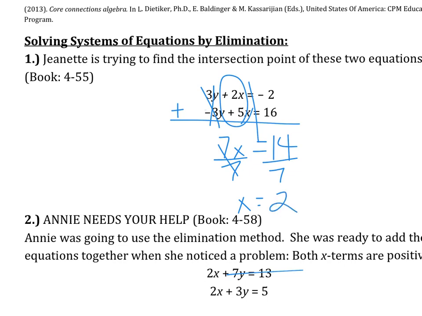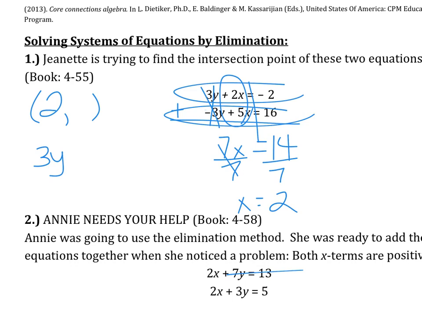Similar to what we did with the point of intersection with graphing and with substitution, we're going to have two parts to our answer. We're going to have an x and a y. So we know our x is 2, so I'm going to plug that back into my ordered pair. But now I need to solve for y. And you can pick any of these two equations to plug your 2 back in to find y. I'm going to just pick the top equation.